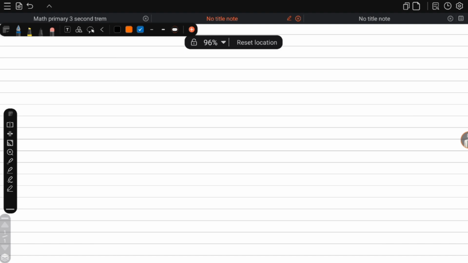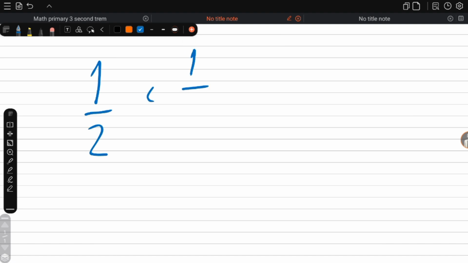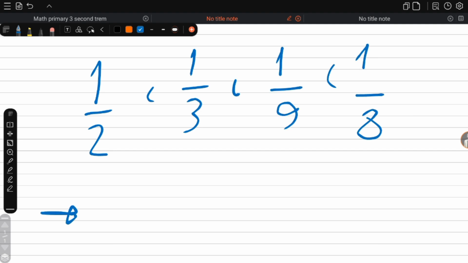Okay, so if I give you multiple fractions like 1 over 2 and 1 over 3 and 1 over 9 and 1 over 8, and I ask you to arrange these numbers descendingly. Descendingly means from the greater fraction to the smaller fraction. So the greater fraction, here, is the one with the smaller denominator. Okay, mister, a smaller denominator. So the first one will be 1 over 2.